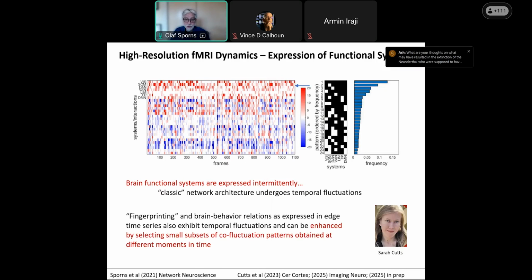That information can be used for purposes such as fingerprinting, Emily Finn's work, or expressing brain behavior relationships, not based on full functional connectivity anymore, but on subsets of moments that when combined give us very strong signals. In fact, Sarah Katz, my former PhD student, now postdoc at Yale, has shown that using machine learning techniques, you can extract moments in time that will increase signal to noise in fingerprinting and brain behavior relations significantly. And that is another very important, very interesting line of work that we've been pursuing in the lab.